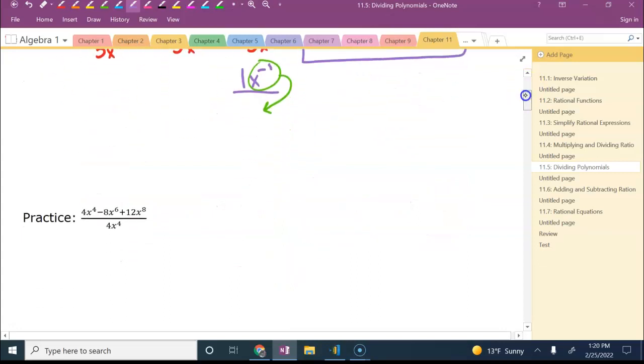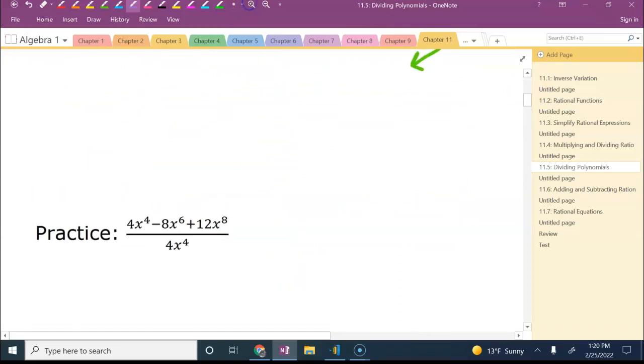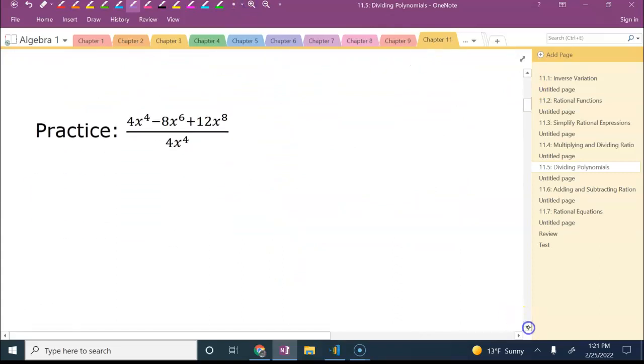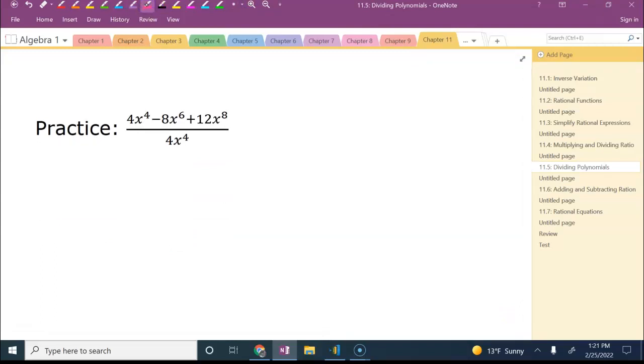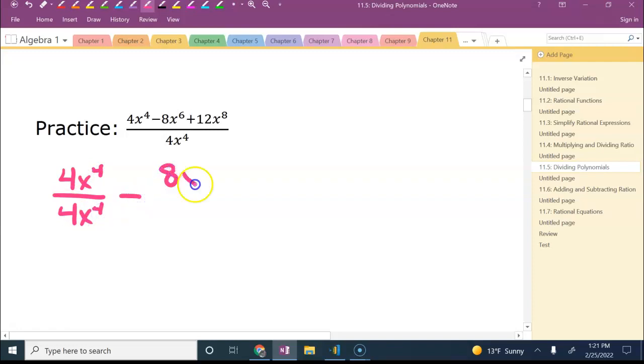So I want you guys to try to do this one. I'm going to start by splitting this apart into separate division problems.